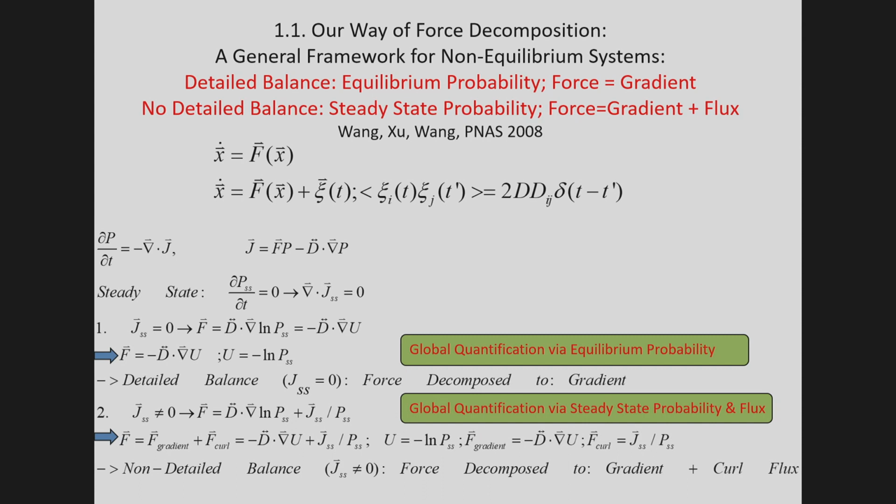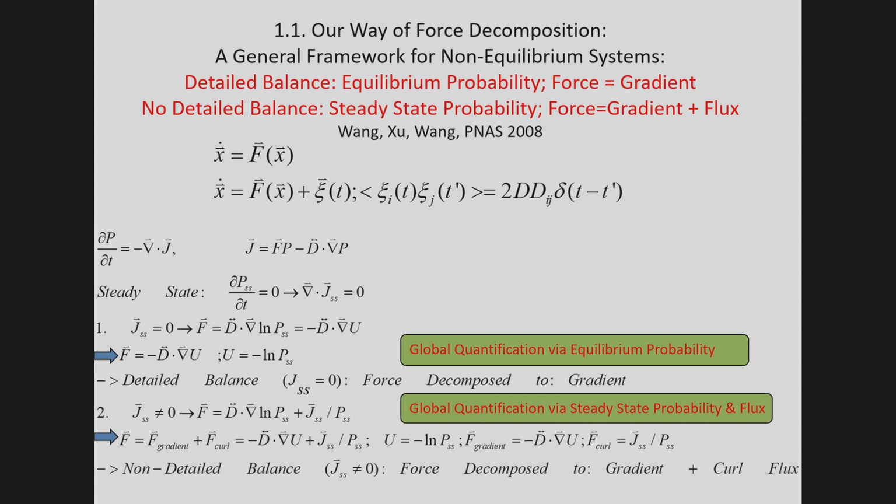So you have several possibilities. One is that the flux itself is equal to 0. If the flux itself is equal to 0 and you move this to the other side, you recover the equilibrium situation where the net flux is equal to 0, which means detailed balance is preserved, and then the force is just a gradient of the potential, and that's basically the equilibrium one.